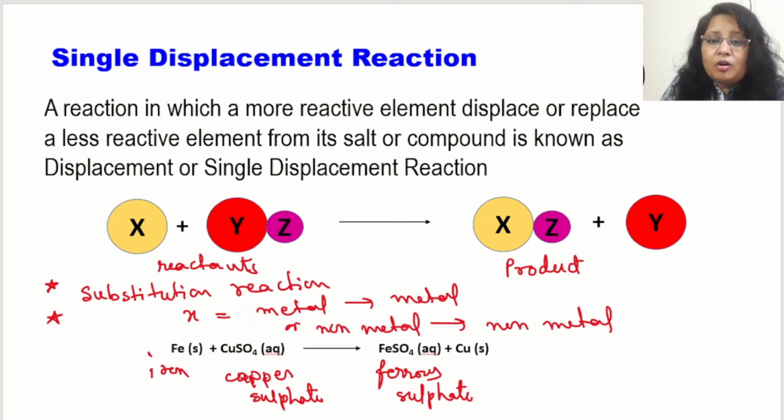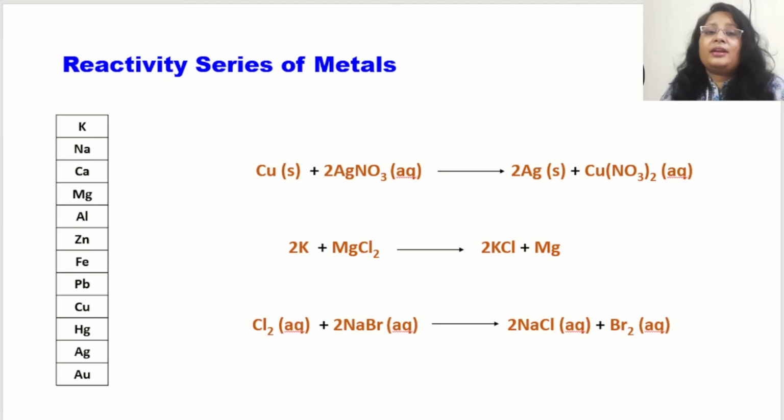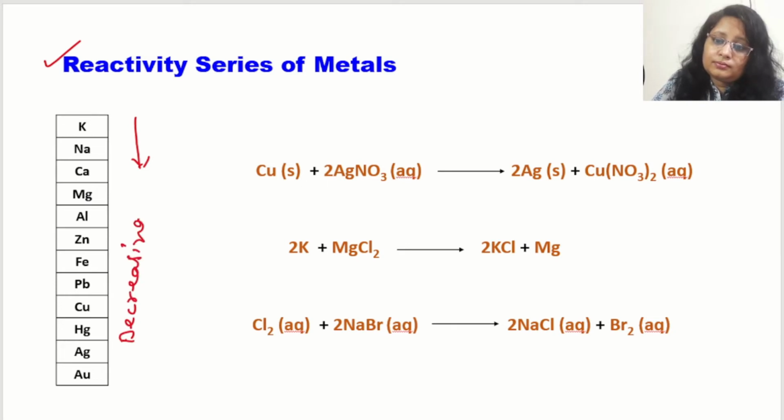So when we are talking about the more reactive and less reactive metal, how could one know which is more and which is less reactive? For that we have a reactivity series of metals. It is a series where we can see and check which metal is more reactive. This reactivity series is decreasing from up to down. That means the metals on the top are more reactive than the metals on the lower side.